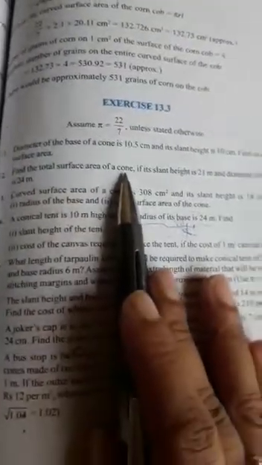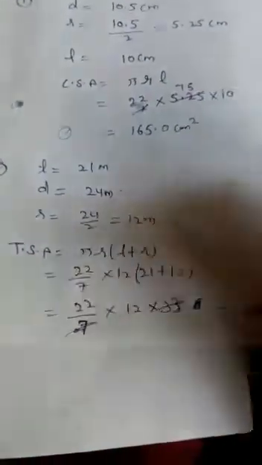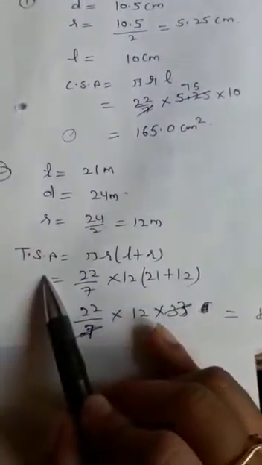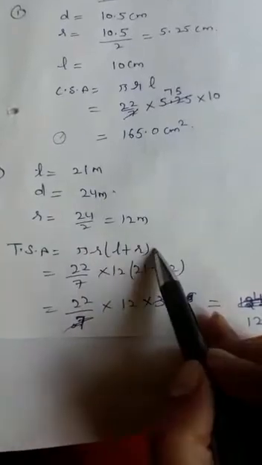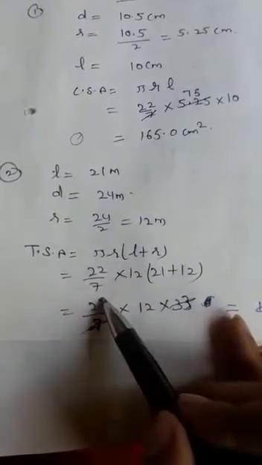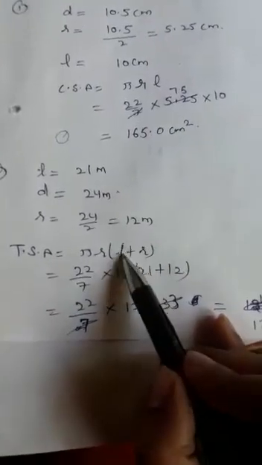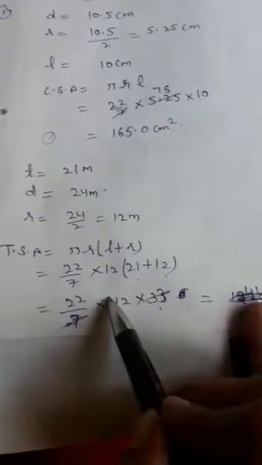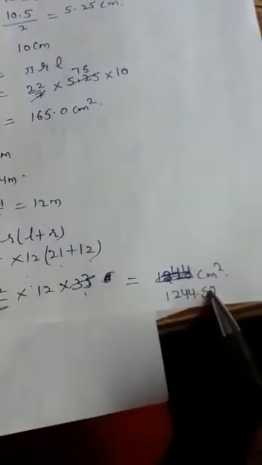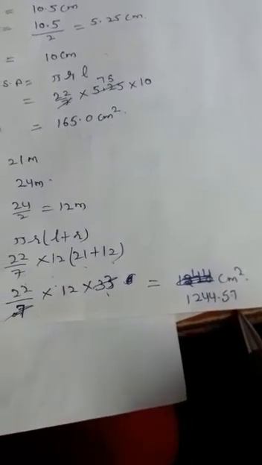After that, second question: find the total surface area of a cone if its slant height is 21 meter and the diameter of its base is 24 meter. Here again we are given slant height and diameter. So firstly we will find the radius, that will be 12 meter. Then we have to find the total surface area. For that we will use the formula pi r into L plus r. Put the values: pi 22 upon 7, r 12, L 21 and r again 12. 21 plus 12 is 33, and by solving this we will get the answer 1244.57 centimeter square.